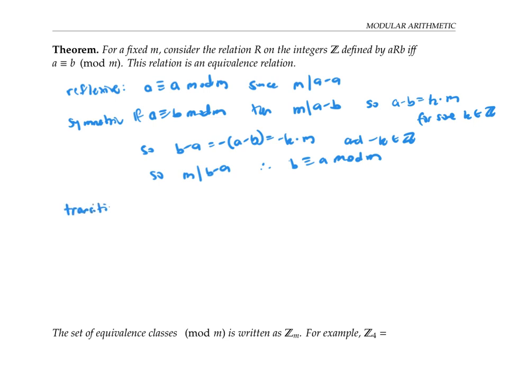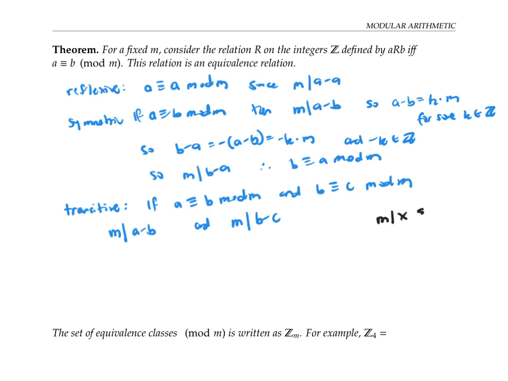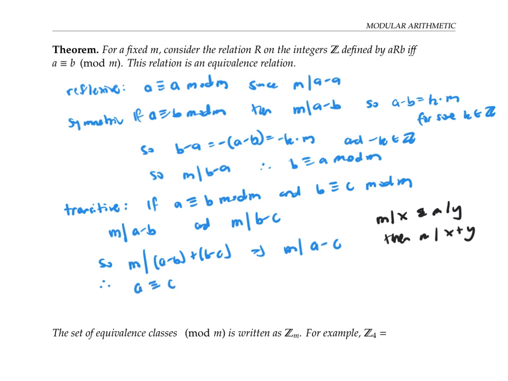Finally, we need to check transitivity. Let's suppose that a is congruent to b mod m, and b is congruent to c mod m. I can rewrite that. m divides a minus b, and m divides b minus c. But remember this property that if m divides x and m divides y, then m divides x plus y? Let's use that property to say that m divides a minus b plus b minus c, which is exactly a minus c. Therefore, a is congruent to c mod m. That proves transitivity and shows that r is an equivalence relation.